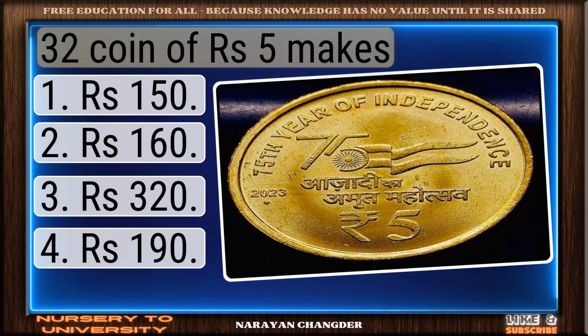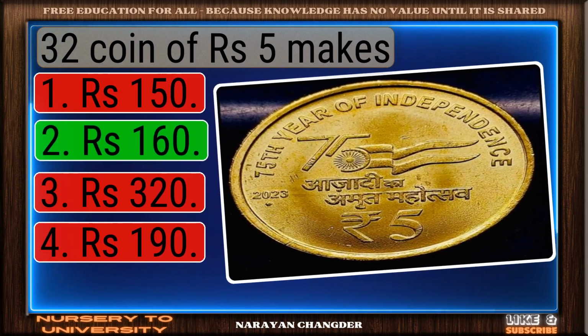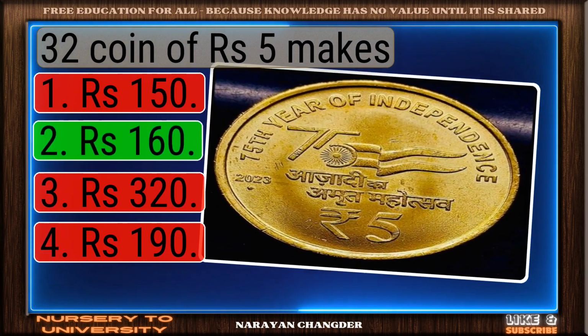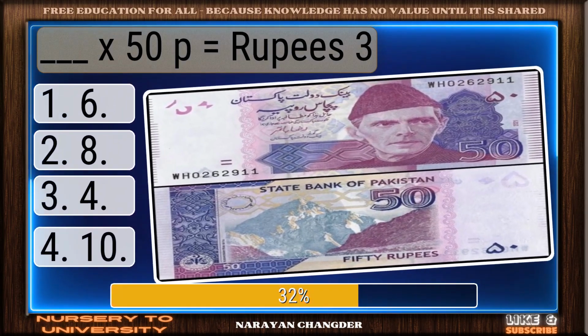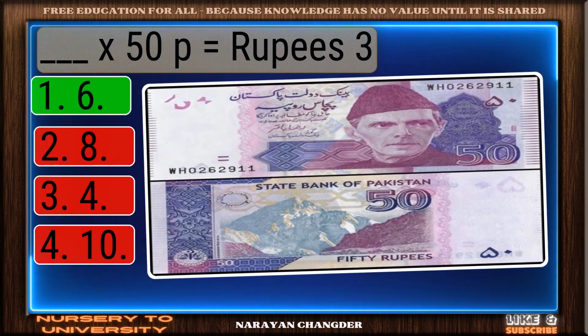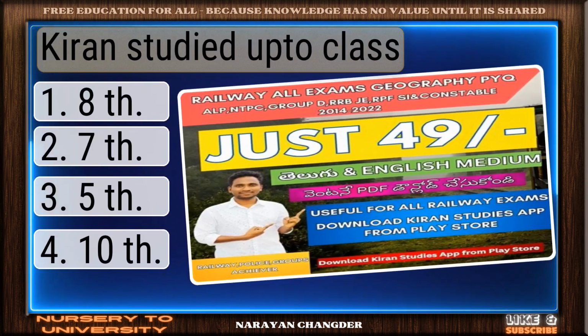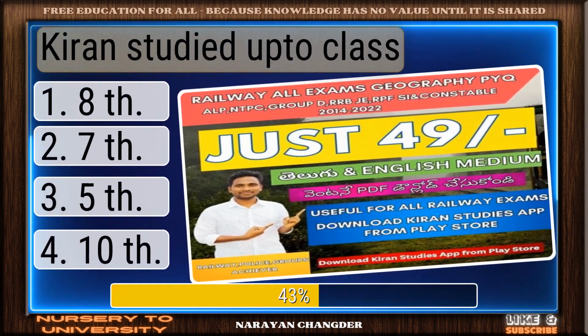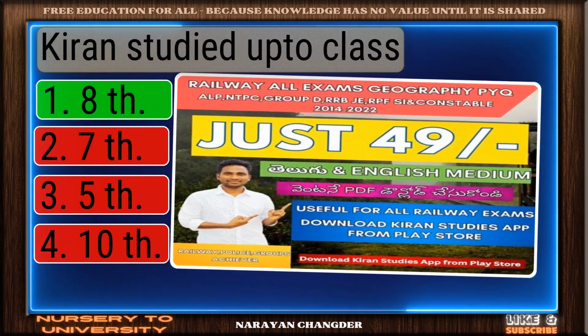32 coins of Rs5 makes. Well done. Rs 160 is the right choice. Dash x50p equal to rupees 3. You're right. 6 is the correct answer. Kiran studied up to class. Smart move. 8 is an accurate answer.